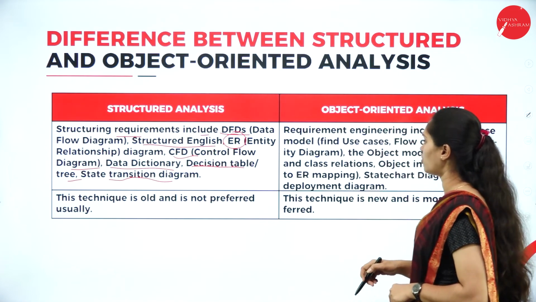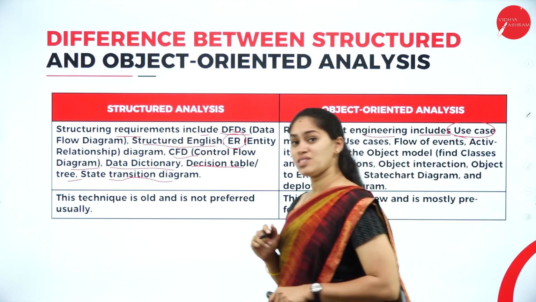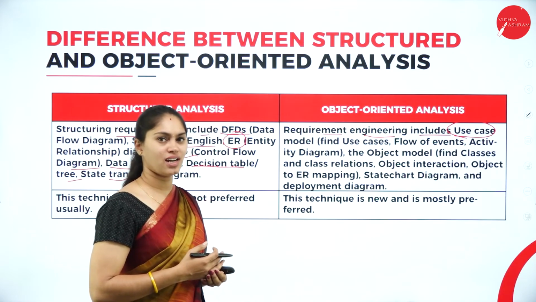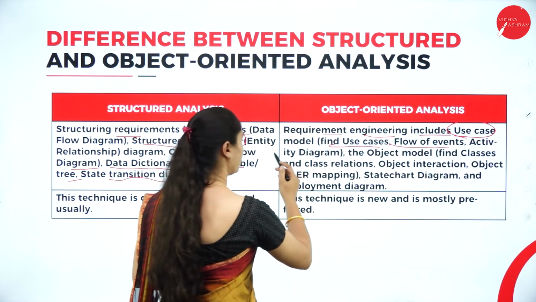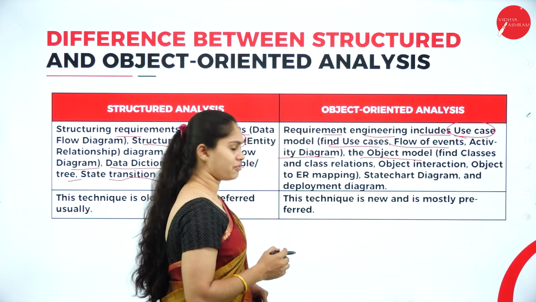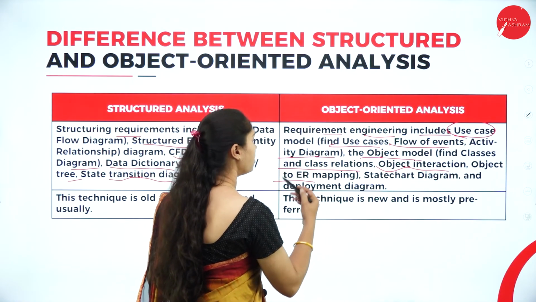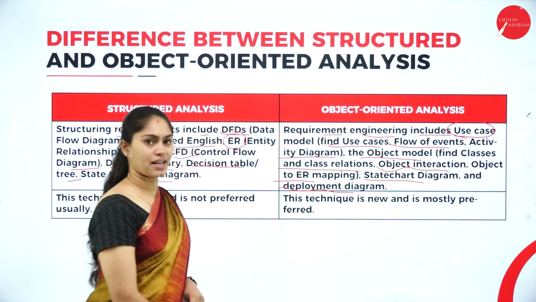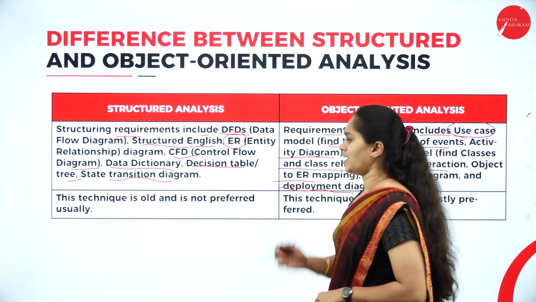And what do we have in object oriented? The requirement engineering will include the use case method, so here we are going to use the use case diagram, which we can develop based on the interaction with the user. It will also use use cases, the flow of events, what activities are taking place, and the object model. It will find the classes and class relationships, and we also have object interaction, object to entity mapping, and a state chart diagram. Along with that, we have a deployment diagram. All these methodologies will be used for designing in terms of object oriented analysis.